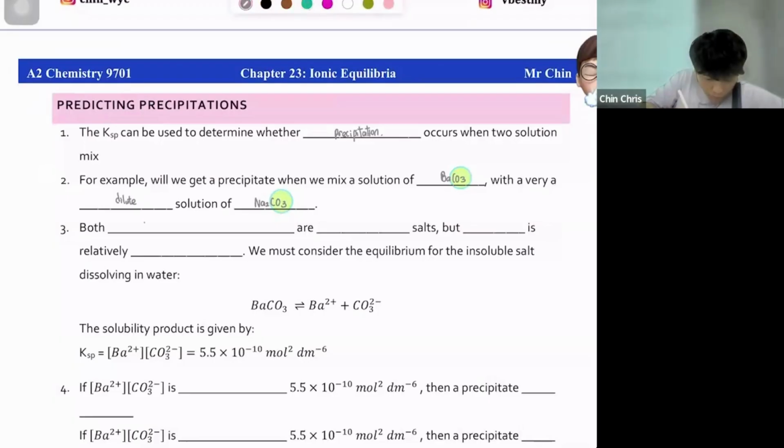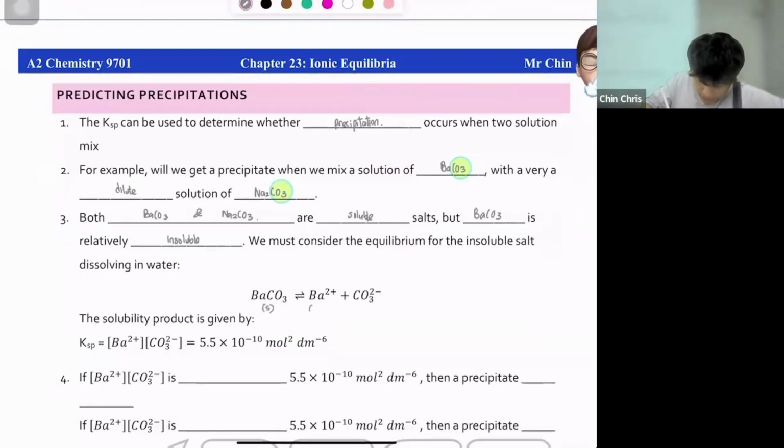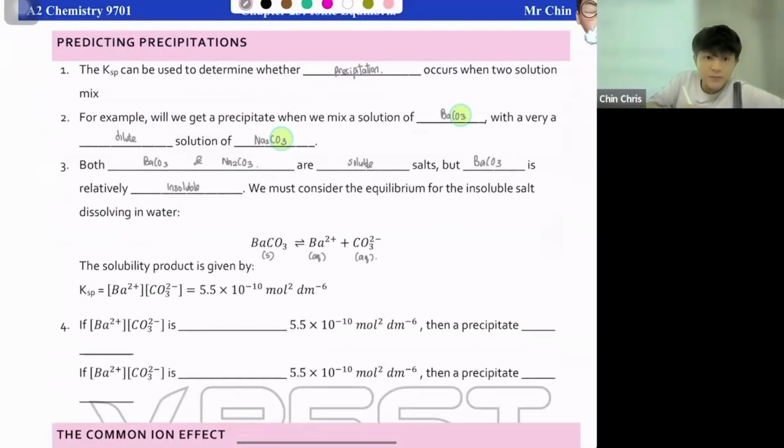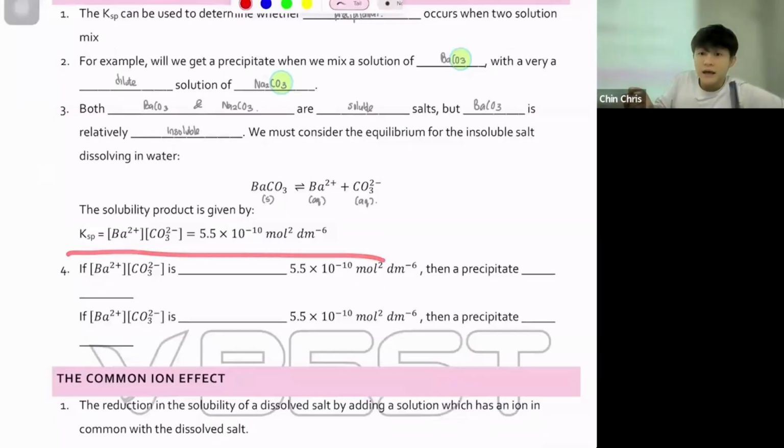Both barium carbonate and sodium carbonate are soluble salts, just that barium carbonate is relatively insoluble. Which means if you add sodium carbonate, then barium carbonate will get precipitated. Barium carbonate gives Ba2+ and CO3 2-. The Ksp value is given to you. If the product of the concentrations of your Ba2+ and your CO3 2- is greater than Ksp, the precipitation occurs.